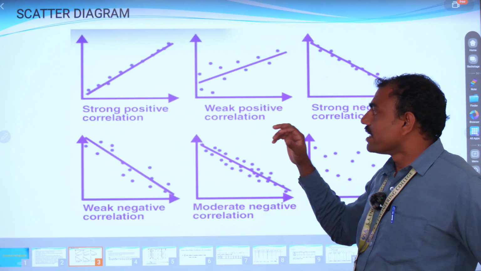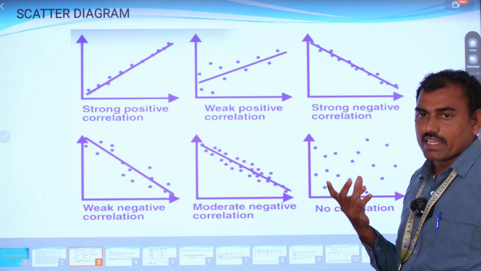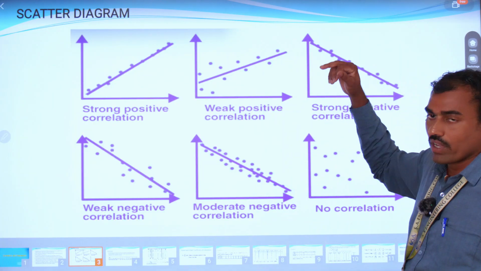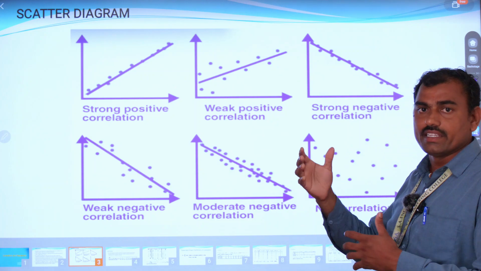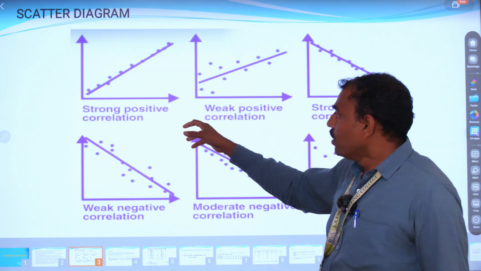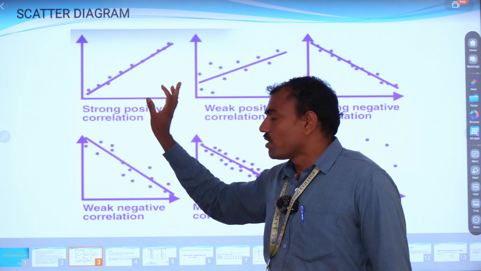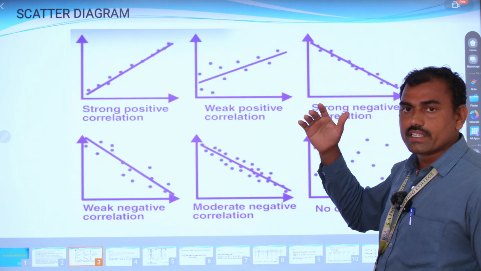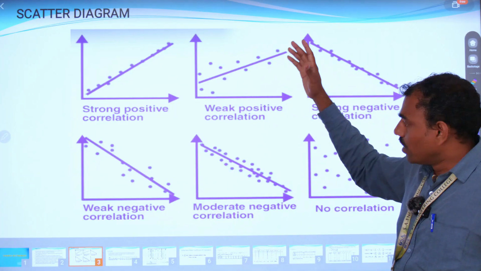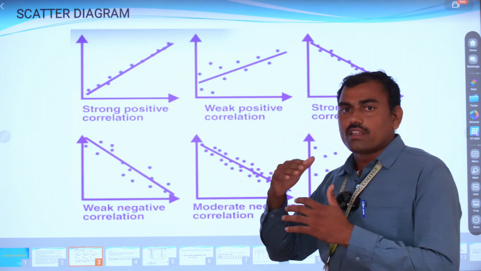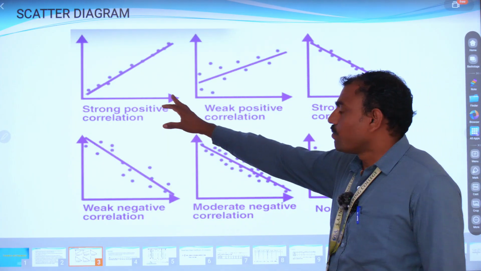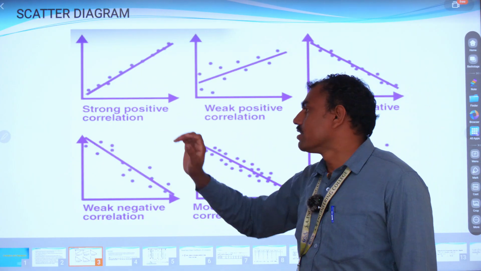Take variable x as weight and y as height. When height increases, weight increases. So this example is positively correlated. Height increases means weight automatically increases. So weight and height are correlated. This is a positive correlation example.